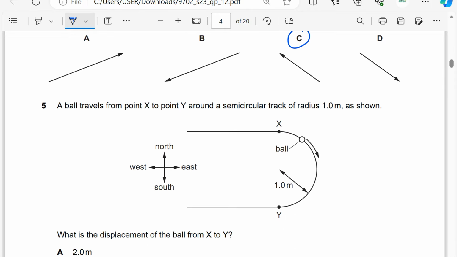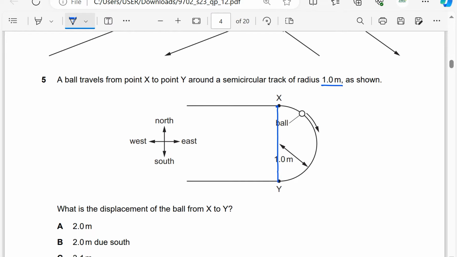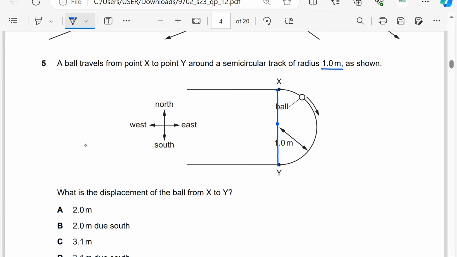The ball travels from point X to point Y around a semicircular track of radius 1.0 meters. So the radius is 1.0 meters. I will join X to Y. This is a past paper question, of course. I answered it in my topical past paper questions. So the radius, if this is the center, the radius is 1 meter. What is the displacement from X to Y?